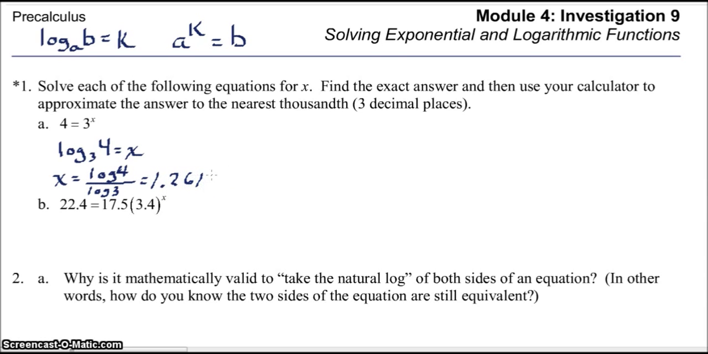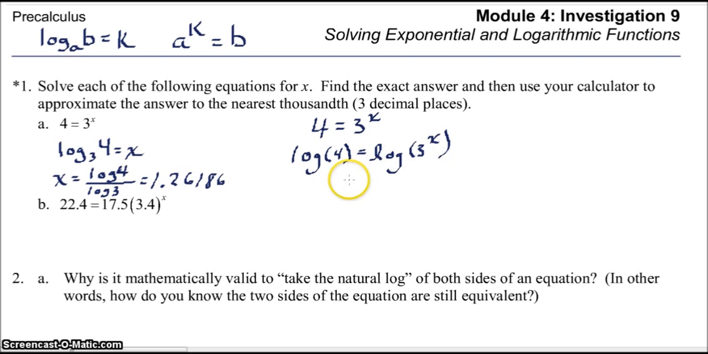This is about 1.26186. You could have also done this. We have 4 equals 3 to the x. If we know that those are equal, we can also say that this will be true. The log of 4 equals the log of 3 to the x. Now that's true because the log is a function. We know if these inputs are equal, then the outputs will be equal also.